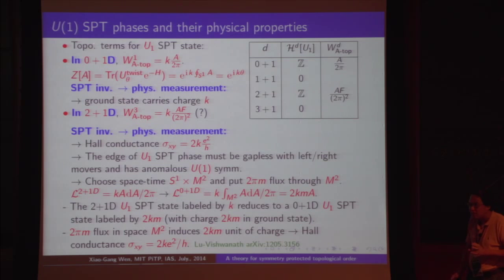So that really means that if you view this space-time as S1 times M2 and make M2 very, very small, then as a 0 plus 1 dimensional theory, it's described by this kind of SPT state. And that means the ground state has a charge 2KM. As we say, this coefficient is the charge of the ground state. So that really means that if you put a 2 pi M flux through this M2, I induce a 2KM charge. So that's another way to describe the Hall conductance: threading flux induces charge. This is the same thing, another way to probe it. But notice that even if we thread one flux, we get a 2K charge. So this coefficient is always even-integer quantized, which was pointed out by Lu and Vishwanath.